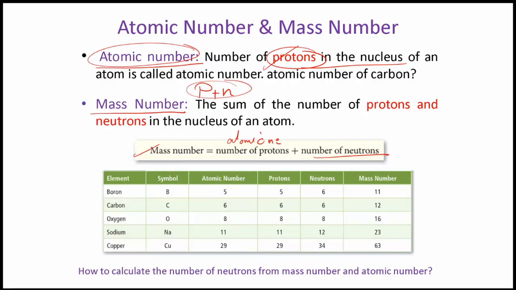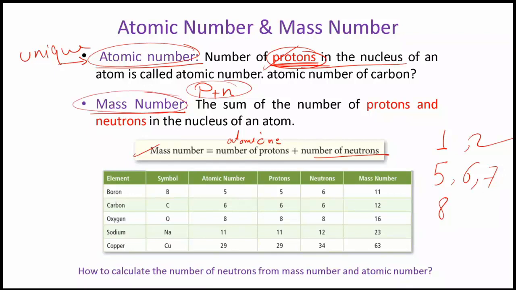Okay? The atomic number is unique for every element. So the atomic number of hydrogen is 1. The atomic number of helium is 2. And so on. The atomic number of boron is 5, carbon 6, nitrogen 7, oxygen 8, and so on. So each element has its own atomic number or its own number of protons. But not the mass number. Sometimes the mass number is common between more than one isotope, and we will see the meaning of isotope later.